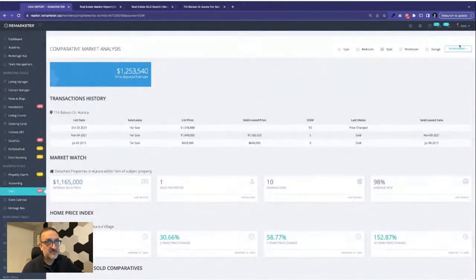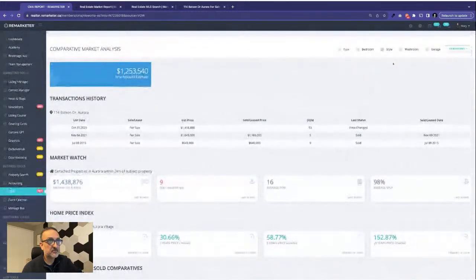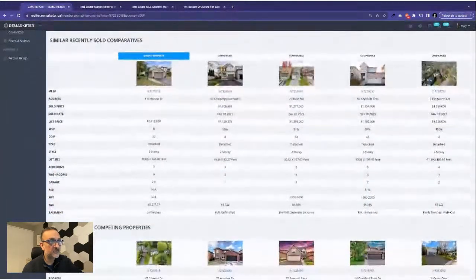Now let's go ahead and set the boundary to 2 kilometers again, so we have more properties to look at. And I'm going to say to this style again.